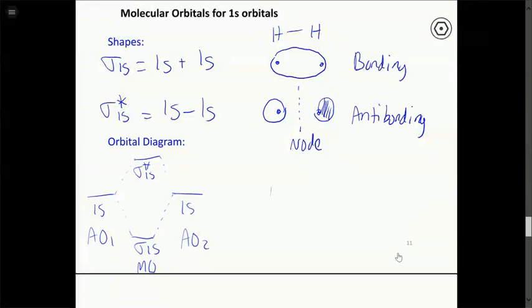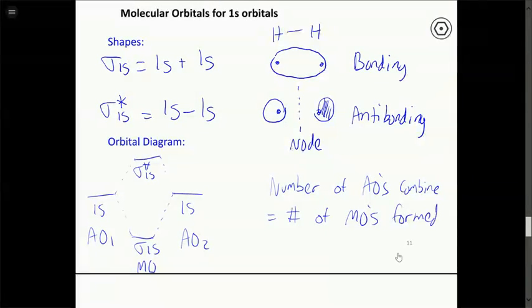And a key point when you're drawing orbital diagrams or looking at them is that the number of atomic orbitals that we combine together has to equal the number of molecular orbitals that we form. There's not really a law that's called this, but you can think of this as the law of conservation of orbitals. So if we mix two 1s orbitals together, we're going to form two molecular orbitals. One is going to be bonding, lower in energy. One is going to be anti-bonding, higher in energy.